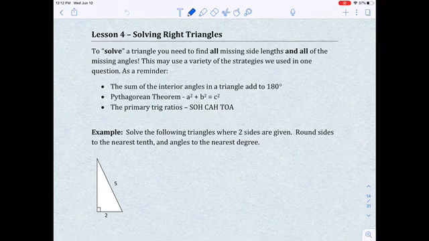All right, guys, lesson 4, solving right triangles. So this is it, our very last lesson. And I just want to read this. It says, to solve a triangle, you need to find all missing side lengths and all of the missing angles.